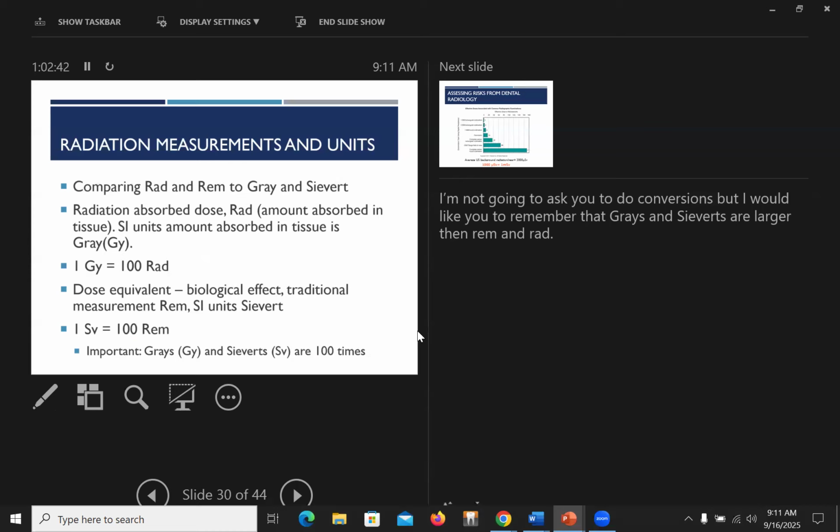Do you guys have any questions on that? Did I make that clear, or did I bumble through that and make it clear as mud? So Grays and sieverts are 100 times larger. Yep, they're 100 times larger than a rad or a REM. So rad and REM are your old system of measurement of absorption and dosages, and then sieverts and Grays are the new system. They're just larger. Every unit is larger than the old system, 100 times larger.